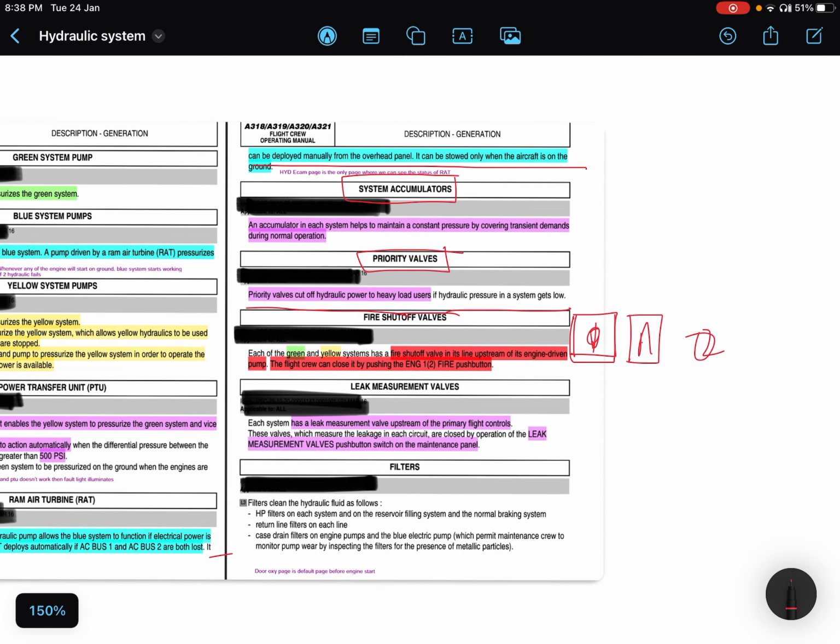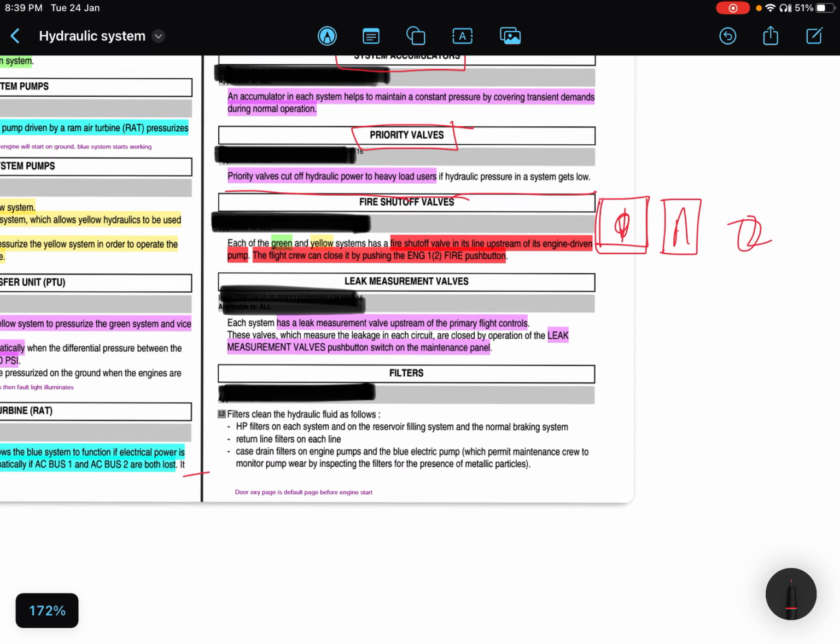Now, engine leak measurement valves. Each system has a leak measurement valve upstream of the primary flight controls. These valves will measure any leak in each circuit. They close automatically in case of any leak, or are closed by operation of the leak measurement valve push button switch on the maintenance panel. On the maintenance panel we have this switch, and we can close the valves.